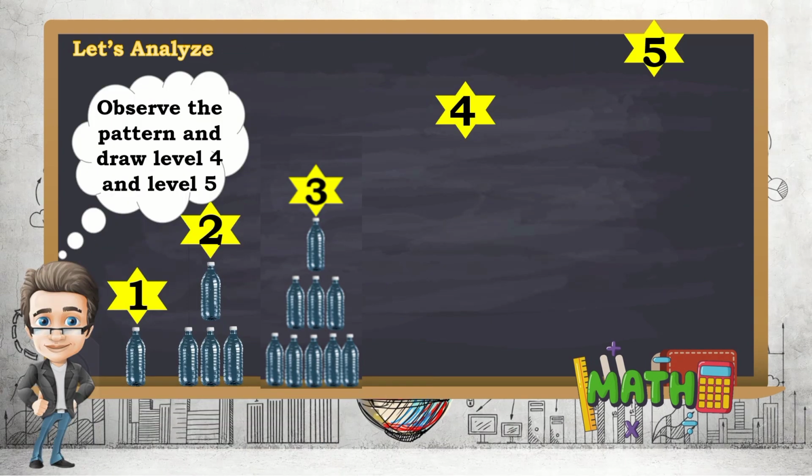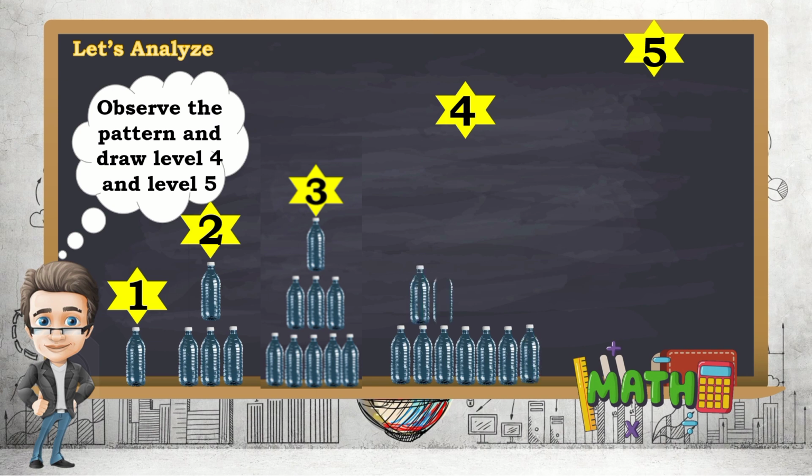Observe the pattern and draw level 4 and level 5. The sequence in the first row is odd numbers. So for the first row on figure 4, we have 7 bottles. Second row, 5 bottles. Third row, 3 bottles. And the fourth row, 1 bottle. So a total of 16 bottles.